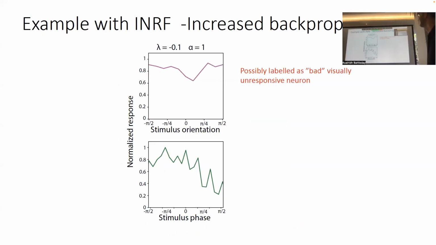So I just picked some other parameters. For example, in the INRF model, in this particular case, the backpropagation factor is 1, so there is bigger backpropagation, and I get something like that. If the neurophysiologist were getting something like that, they would just discard it.